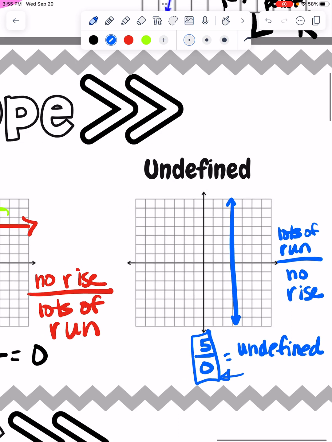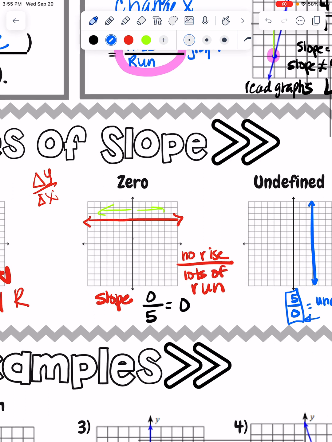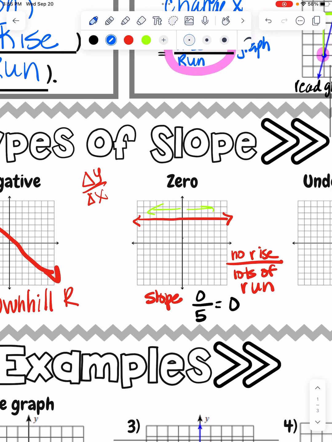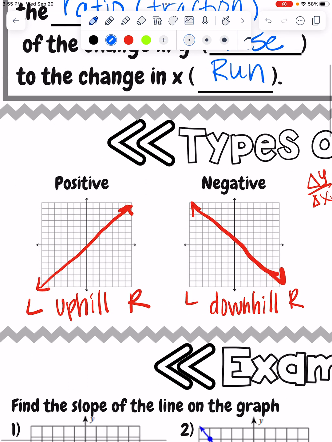So we have a slope of undefined, we have a slope of 0, which are our horizontal lines where there's no rise but there's lots of run. So the slope equals 0. We have negative slopes, which would indicate a downhill movement, and then we have a positive upward slope.